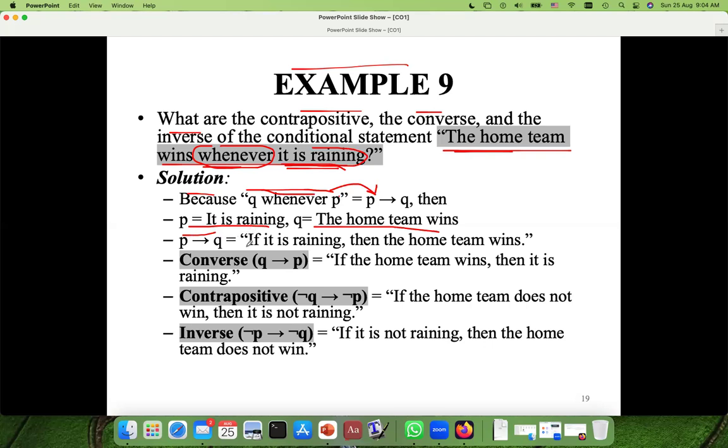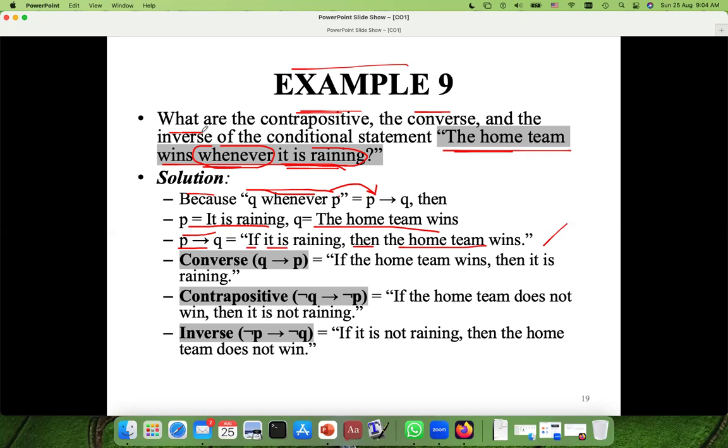Now I'm converting it into the if-then format. Here is the "if" and here it is the P. So if it is raining, then the home team wins. Now I have converted that sentence into the easiest form. And now I can find the contrapositive, converse, and inverse easily because I have the equations of converse, inverse, and contrapositive in my mind. And I have seen those equations in the previous slide.